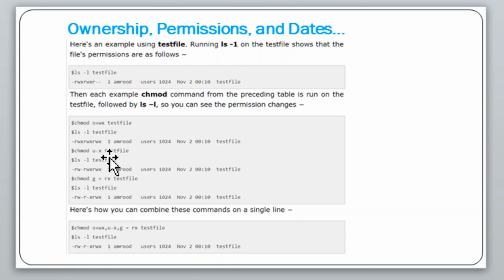And you can actually combine these commands on a single line. So we can do chmod o plus wx, comma, u minus x, comma, g equals read and execute. What that's going to do on other is add write and execute. On user, it's going to take away execute. And on group, it's going to set read and execute. So let's go ahead and demo this real quick for you guys.